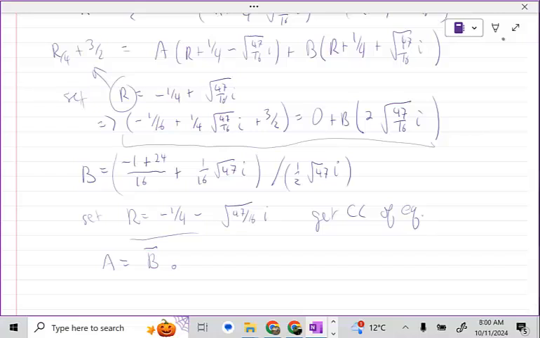Now my answer, I'm just going to leave it as b for now, just because this is not so bad. I can write this out because the square root of 47's cancel. So this gives me minus 23 over 16, and then I have the 1/2, so the 2 comes on top, so that's going to be 2 over square root of 47 i. I can write it that way. And then here we got a lot of cancellation, and you get plus the 1/16 divided by the 1/2 gives me 1/8. And then the 47's cancel, so that becomes plus 1/8.